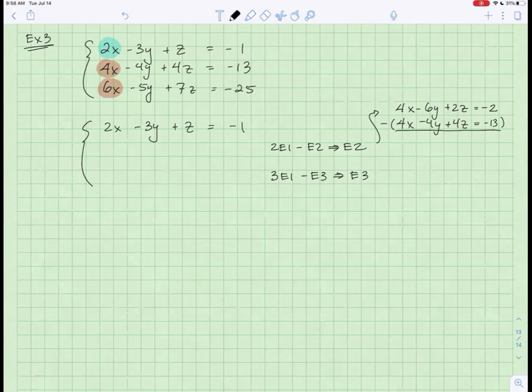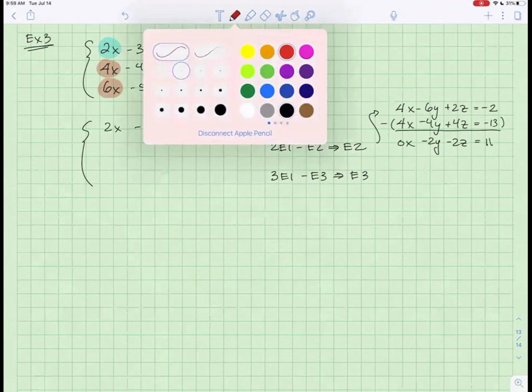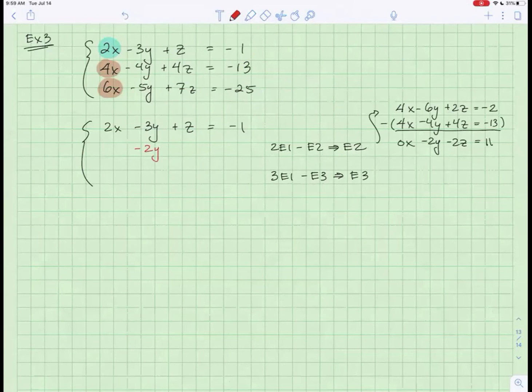Good eyes. Okay. So we have 4x minus 4x, which is 0x. -6y minus a -4y is -6y plus 4y is -2y. And then 2z minus 4z is -2z. And -2 minus -13 is -2 plus 13, which is 11. And this becomes -2y minus 2z equals 11.